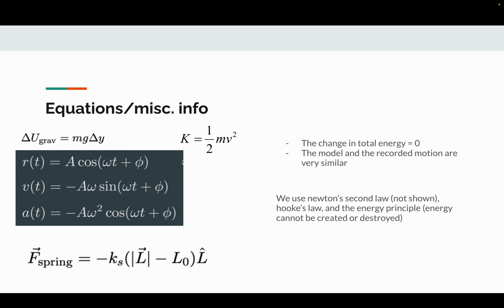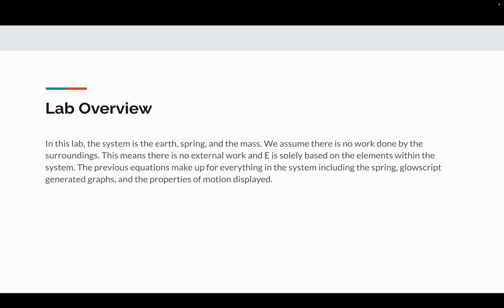And we use Newton's second law, which is F equals ma, Hooke's law, which is seen below in the bottom left, and the energy principle, which I just said. Energy cannot be created or destroyed. And so the system is the Earth, spring, and the mass, and we assume there is no work done by the surroundings. This means there is no external work, and the energy is solely based on the elements within the system. The previous equations make up for everything in the system, including the spring, GlowScript generated graphs, and the properties of motion displayed.